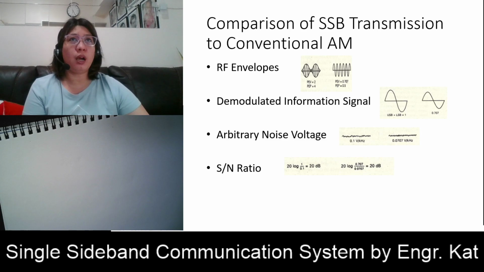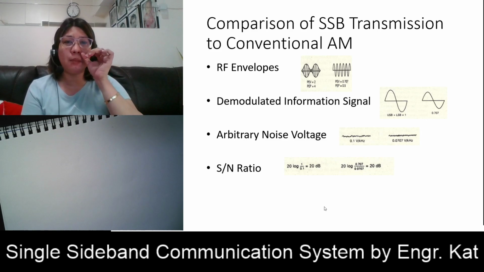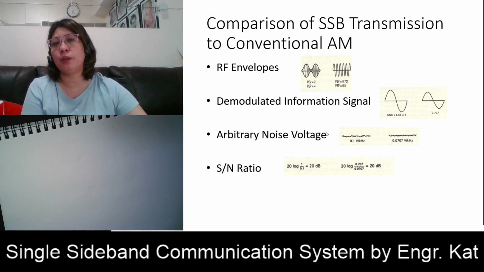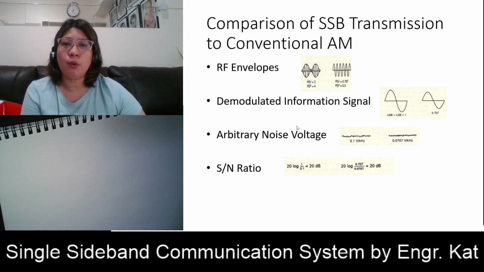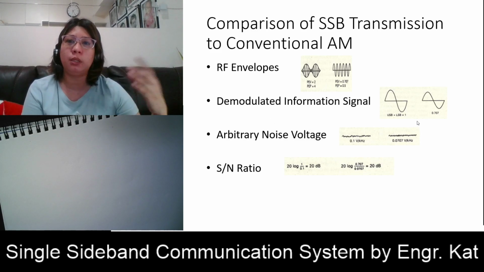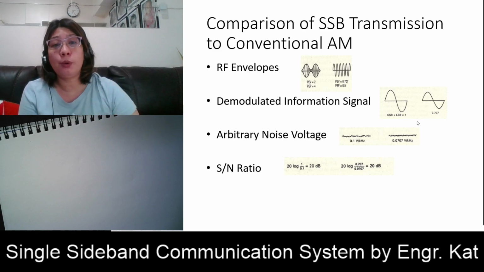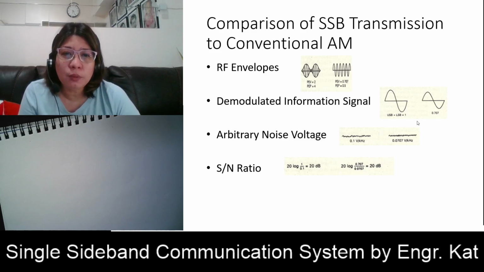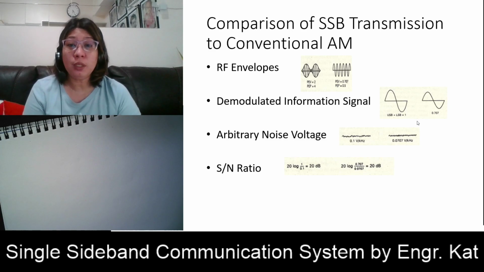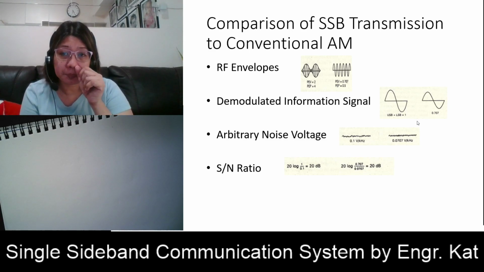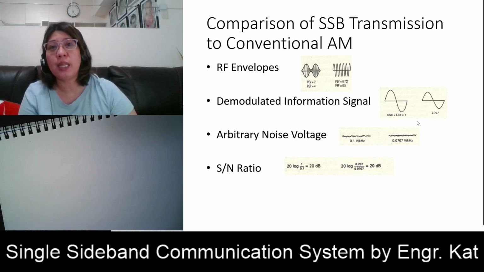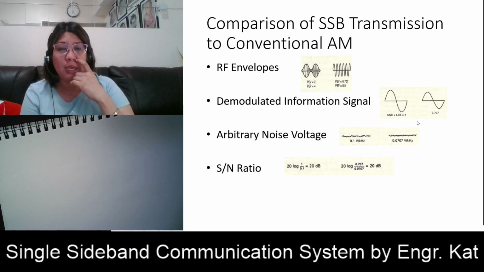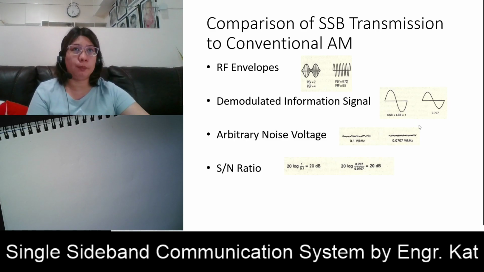So these are other comparisons for a single sideband transmission to conventional AM. In terms of RF envelopes, so in terms of the modulated information signal, the information signal is somehow lower in magnitude compared with conventional AM. The arbitrary noise voltage is somewhat improved when it comes to single sideband because of the reduction of your bandwidth, and the signal to noise ratio is just the same. Okay, so we have here the advantages.